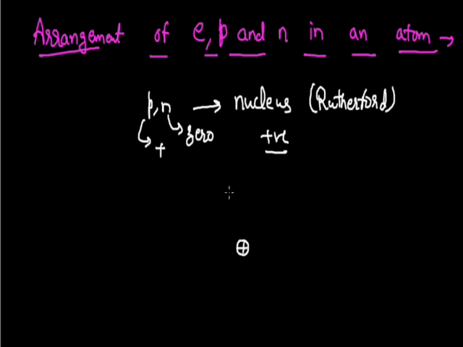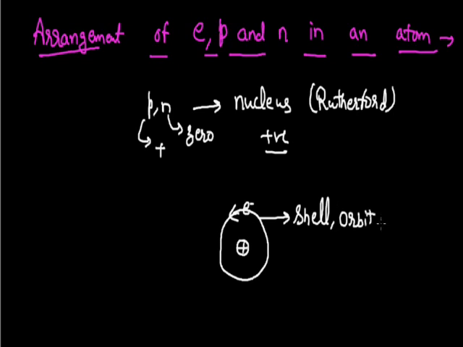The last fundamental particle, that is the electron, continuously keeps on revolving around the nucleus in circular paths, and these circular paths are known as shells or orbits. So this is the circular path for an electron, in which it is not in a stationary position; it continuously revolves around the nucleus. This circular path is associated with a fixed amount of energy, and since it has a fixed amount of energy, this circular path is also named an energy level.